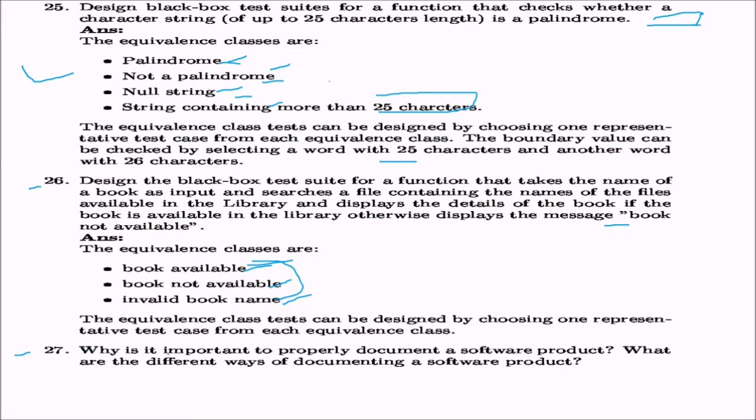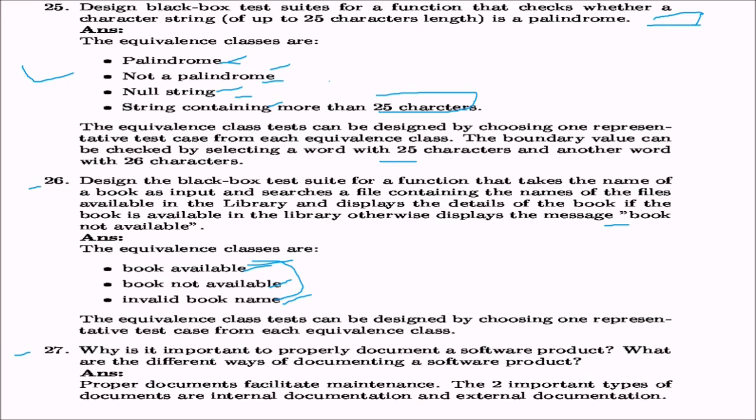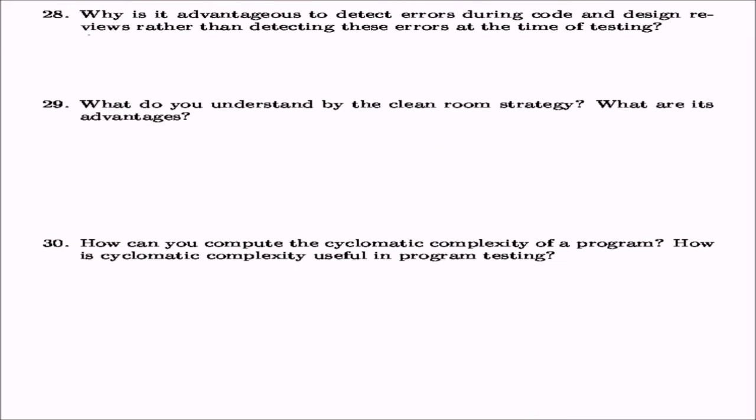27. Why is it important to properly document a software product, and what are the different ways of documenting a software product? Proper documentation will facilitate maintenance, which takes around 40 to 60% of the effort of development after development. There are two important types of documentation: internal documentation and external documentation.